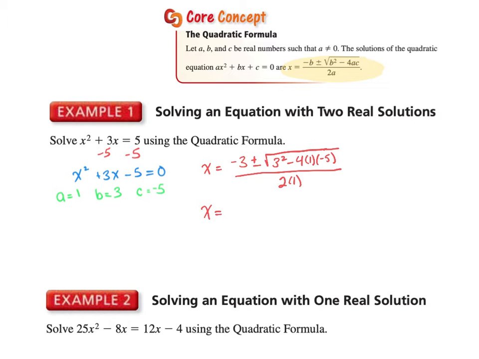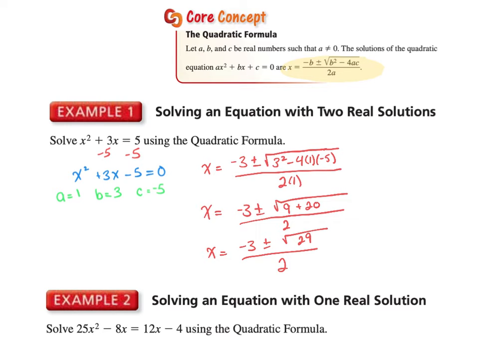So we start simplifying. Underneath the radical, the square root symbol, 3 squared is 9. Negative 4 times 1 times negative 5 is a positive 20. So I'm going to add 20. All divided by 2 times 1, which is 2. So we're still simplifying. So negative 3 plus or minus the square root of 20 plus 9, which is 29, all over 2. 29 is a prime number. You cannot simplify that, so that is your answer.